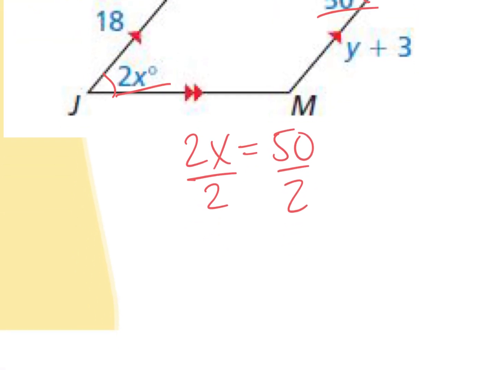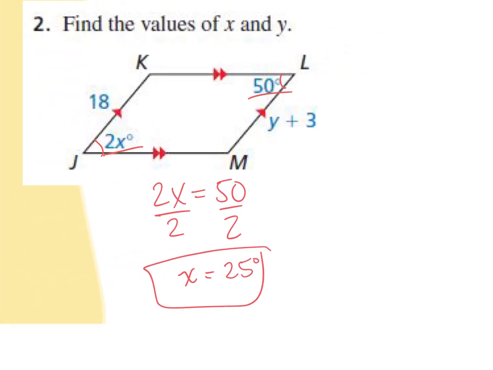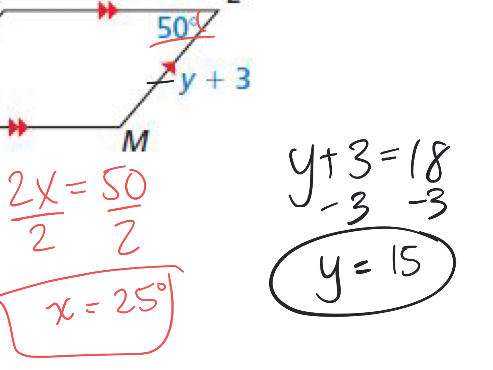Val, what do I get for x? Okay, 25, and we put degrees on it. Mario, solve for y. Set y plus 3 equal to 18. Why? Because it's parallel. Okay, what do we know about parallel sides in a parallelogram? They're equal, they're congruent. Very good. What do I do? Subtract 3. 15. Y equals 15. Very good.